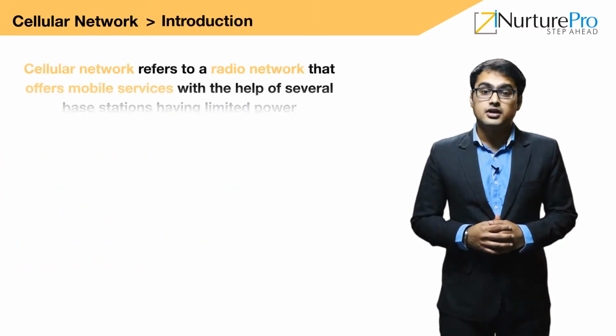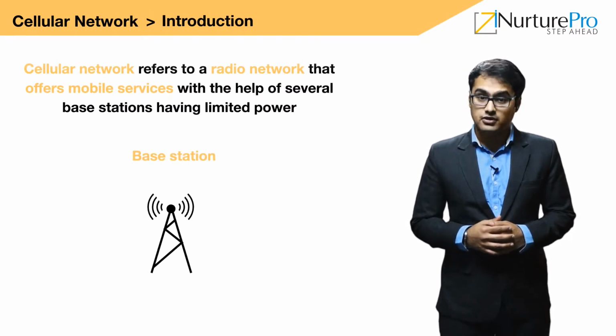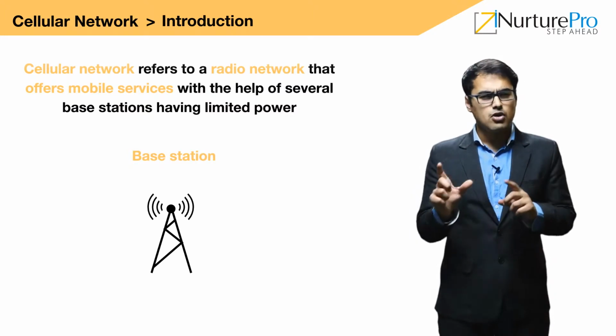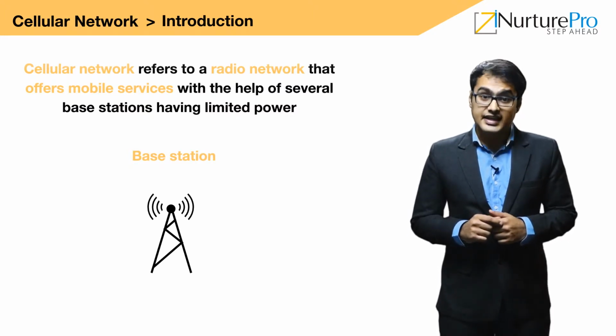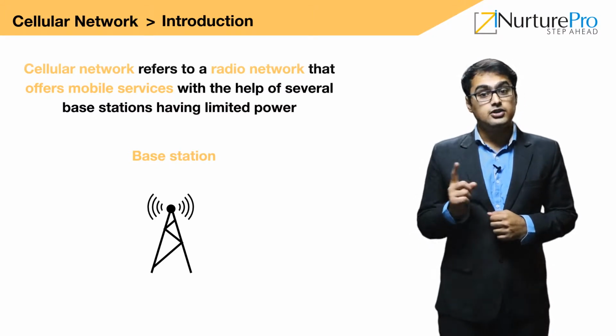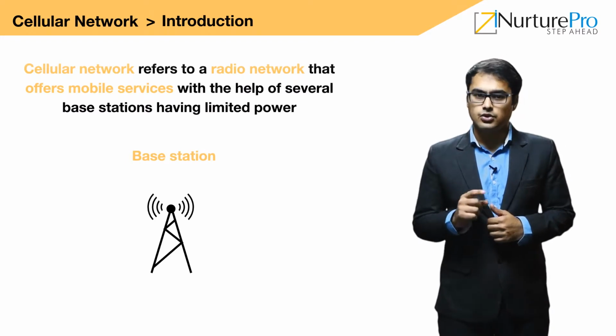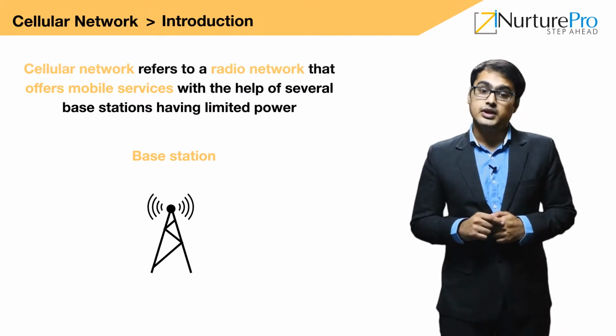A cellular network refers to a radio network that offers mobile services with the help of several base stations having limited power. Each base station covers a small area called a cell, and each cell has its own antenna to provide services. Frequencies are allocated to each cell, and a base station containing a transmitter, receiver and a control unit provides services to each cell.